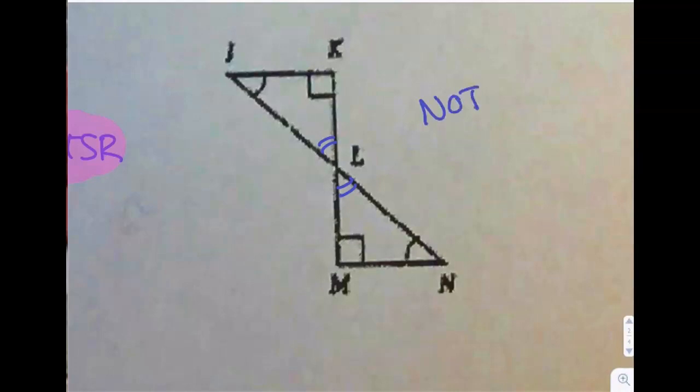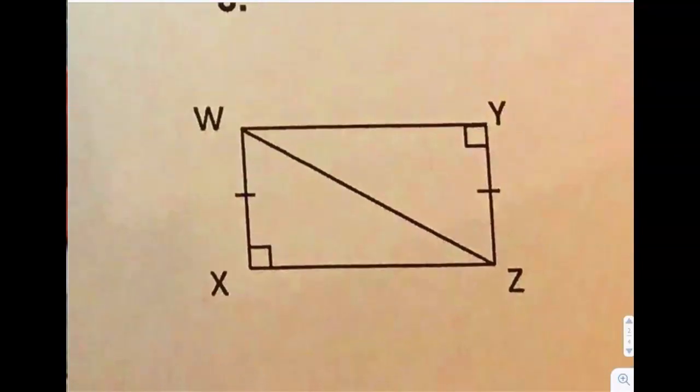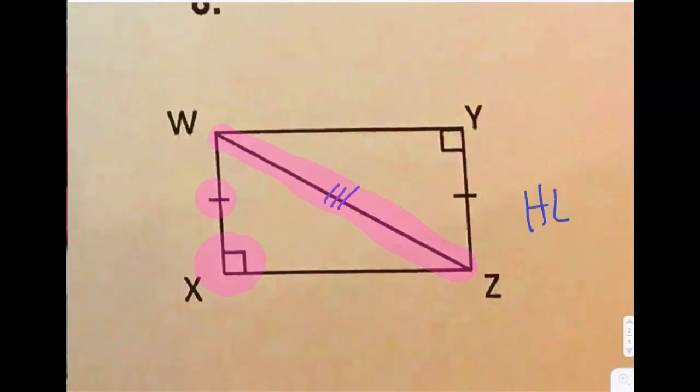So here, they are not necessarily congruent. There's not enough information, even though I have 3 angles. And this one here looks like I have reflexive. We haven't talked a lot about this, but I have a 90, and then I have a hypotenuse and a leg. So this one is congruent because of HL.